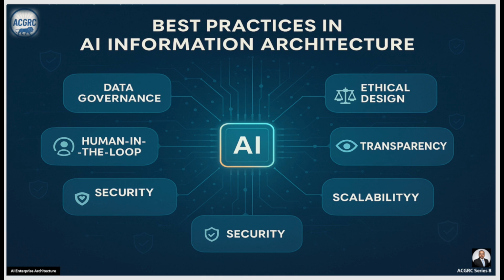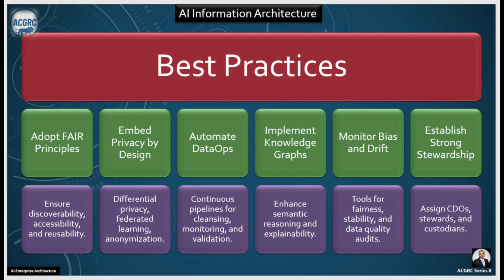Let's look at some of the best practices in the AI information architecture space. You adopt the FAIR principles, which ensure discoverability, accessibility, and reusability. You can embed privacy by design, through differential privacy, federated learning, or anonymization.